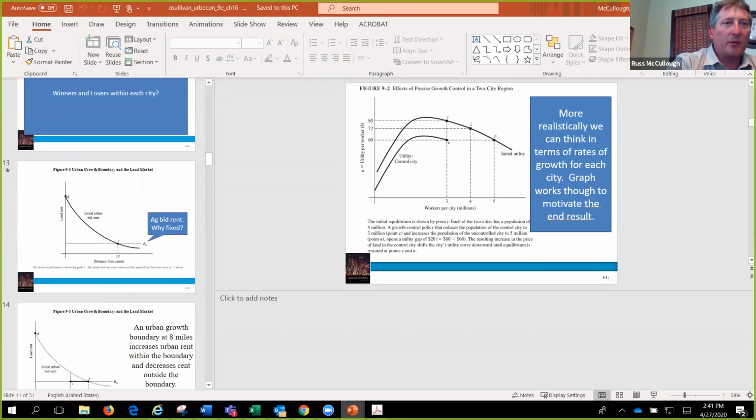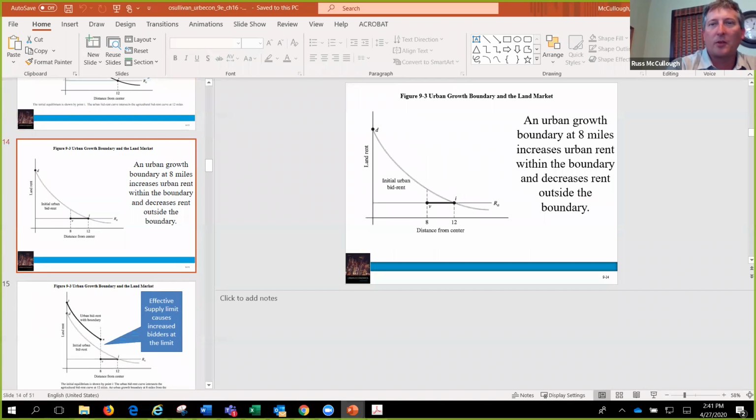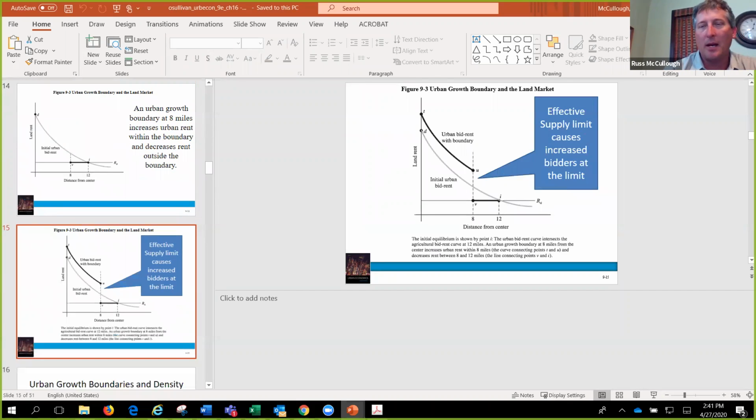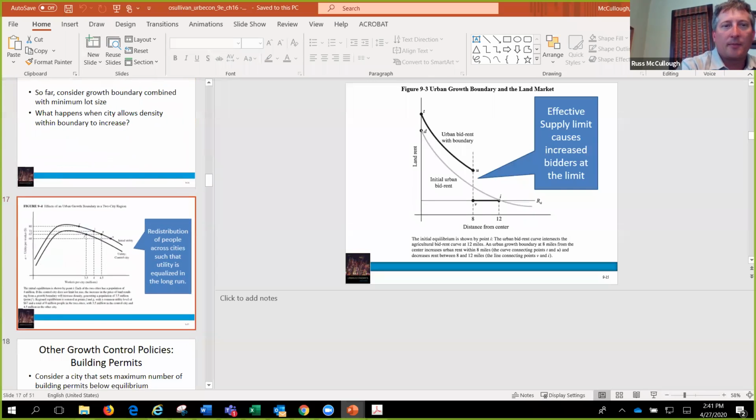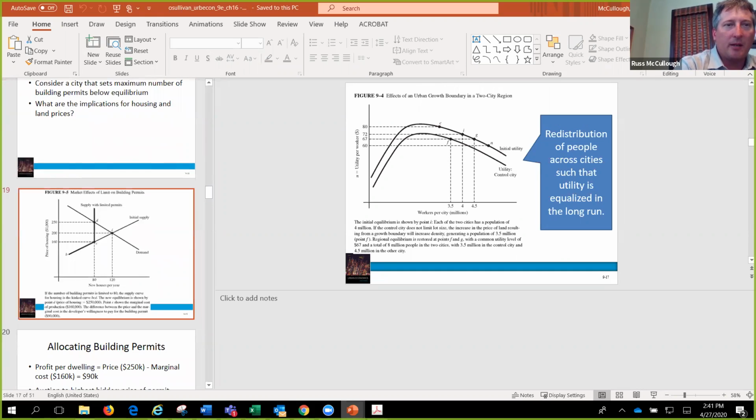So growth boundaries. If we set a fixed amount of land and we don't allow a city to grow any further, what happens to land prices? They go up. So if we don't allow growth to be further than 8 miles from the center, then we have this kind of uptick in demand because everybody needs to go there, and it leads to expensive housing. That was kind of the moral of the story there. There's the utility one we already talked about with people moving around.